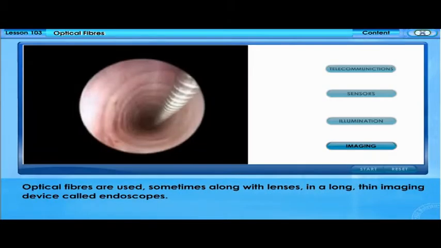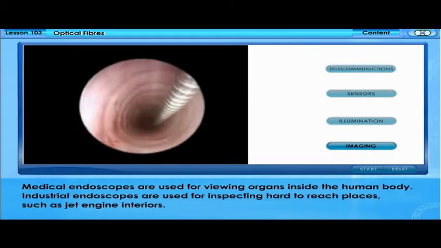Optical fibers are used, sometimes along with lenses, in a long, thin imaging device called endoscopes. Medical endoscopes are used for viewing organs inside the human body. Industrial endoscopes are used for inspecting hard-to-reach places, such as jet engine interiors.